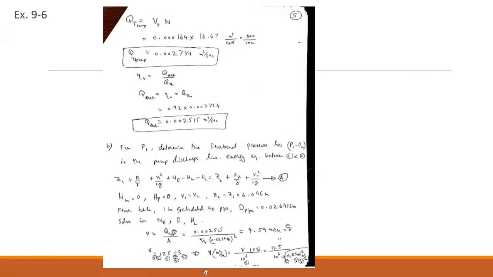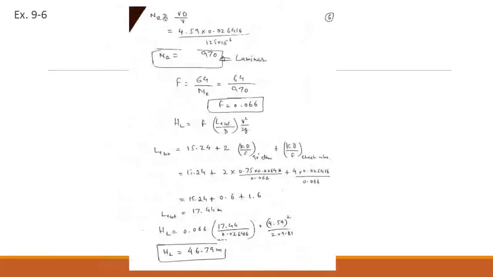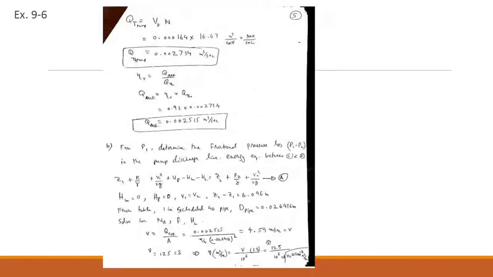Because we want to find the Reynolds number, and for the Reynolds number we need the velocity, we need the diameter, which we have, and we need the kinematic viscosity or dynamic viscosity. Here, since we have the kinematic viscosity, we're going to use the Reynolds number formula, VD over nu, where we found V, which is equal to 4.59. D we know, and this is your nu, the kinematic viscosity.